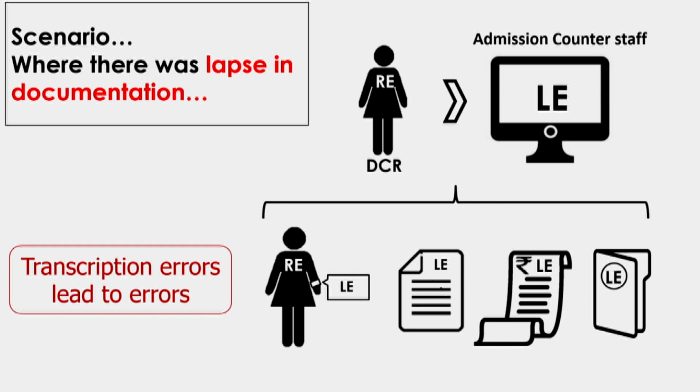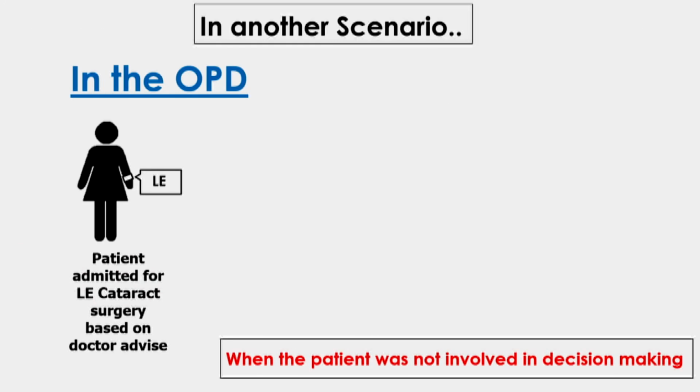Every documentation after that happens for the left eye. If you don't have a process to check this, subsequently you are going to end up in an error. Similarly, this is another scenario. Here a patient was seen with bilateral cataract, both eyes had a similar amount of poor vision, somewhere around 6/24, 6/36. The doctor thought the left eye cataract needed earlier surgery than the right eye. So he advised left eye cataract surgery for that patient.